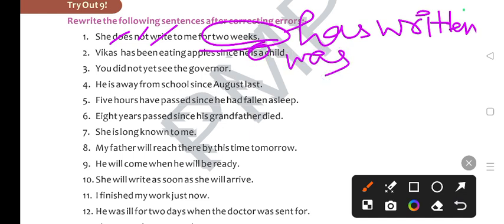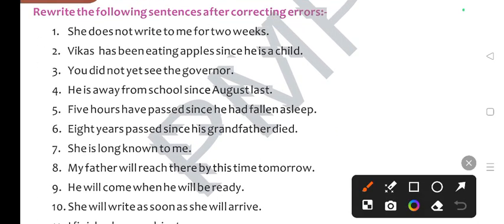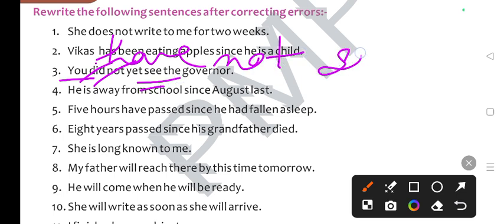Okay. Vikas has been eating apple since he was a child. Okay, because we are talking about a past thing, when he was a child. Fine. You did not yet see the governor. So if the word yet is used, you are supposed to use perfect tense there. Okay, so just remove did there and use there according to the subject. According to you, we will put here have. You have not, and then see will change into third form of the verb, this is seen. So the correct answer will be you have not seen the governor.